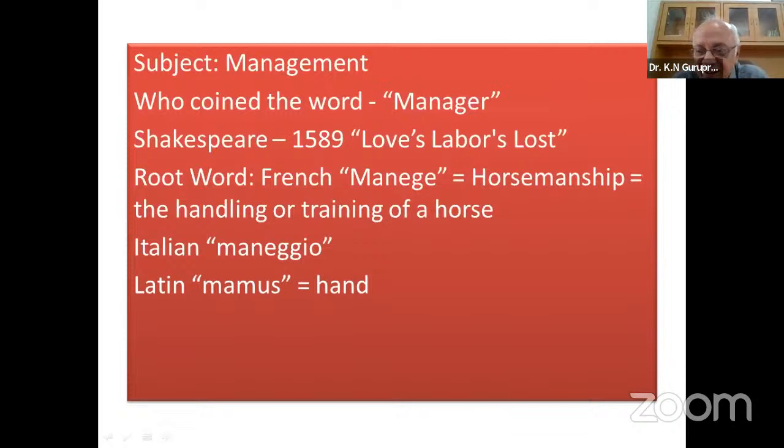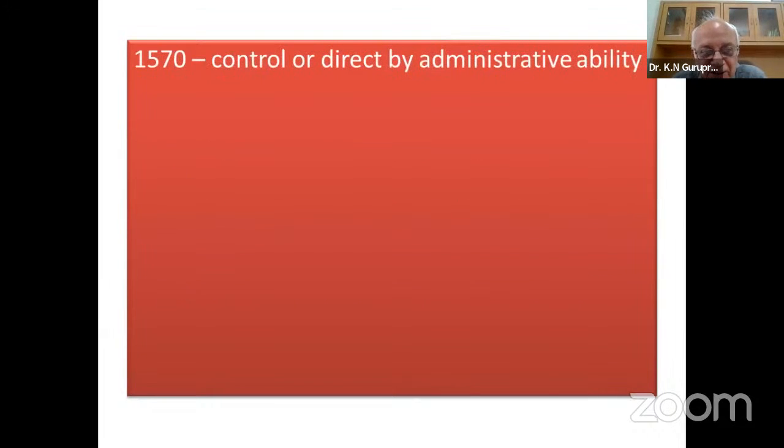But handling the affairs later assumed a different meaning. Say, for example, in 1570, to control or direct by administrative ability meant handling the human resources in administration, and the manager meant this. And that is how Shakespeare used this for the first time.